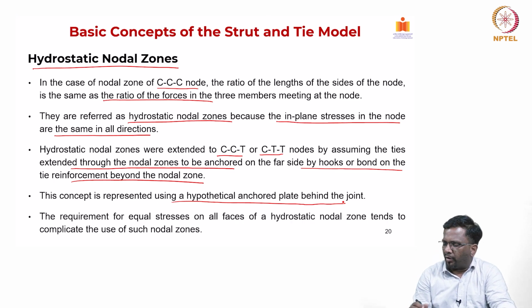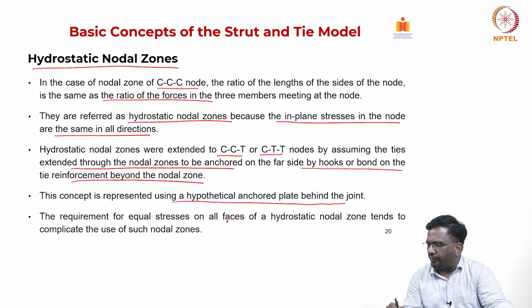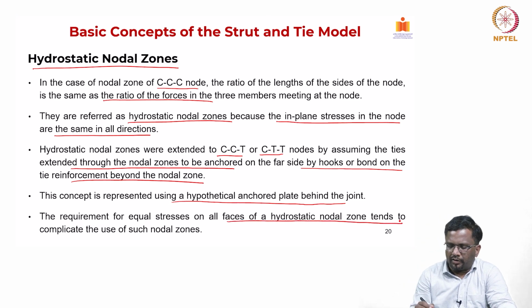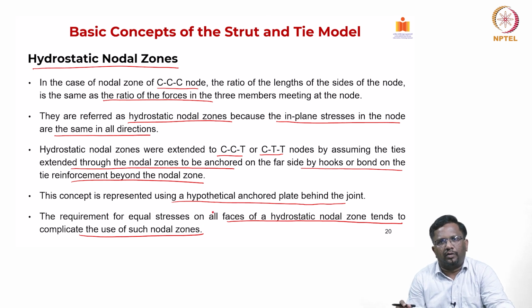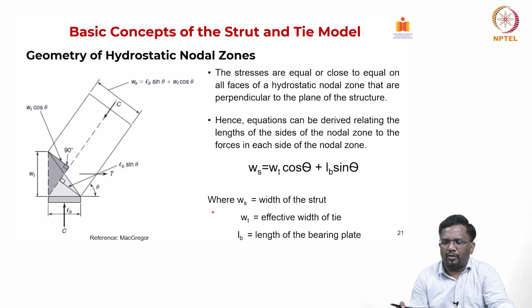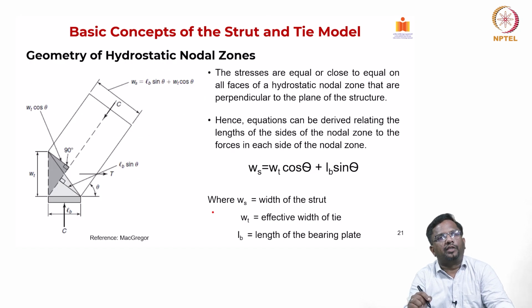So, the requirement for equal stresses on all faces of the hydrostatic nodal zone tends to complicate the use of that nodal zone. Typically, it need not have all the stresses the same. So, this is going to complicate the design of such nodal zones. Now, for example, how do you find the geometry of the hydrostatic nodal zone, right?